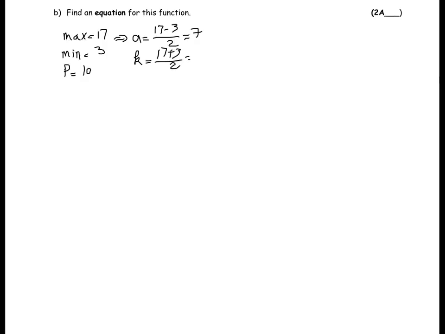The next one says find an equation for this function. We know that the maximum is 17 meters, the minimum is 3 meters and the period is 10 seconds. First of all, we know that A is max minus min, 17 minus 3, divided by 2, which is 7. K is max plus min, 17 plus 3, divided by 2, which is 10. We also know that B is 360 divided by the period, which is 36.